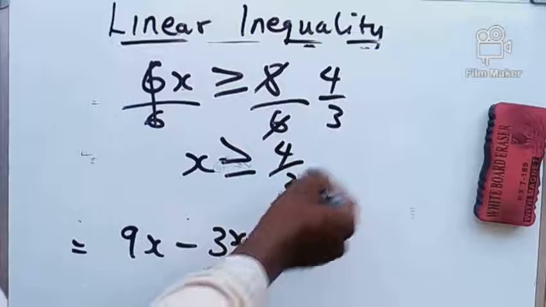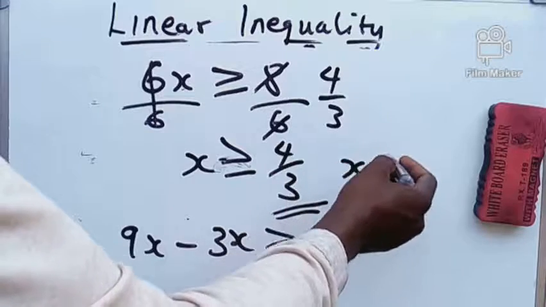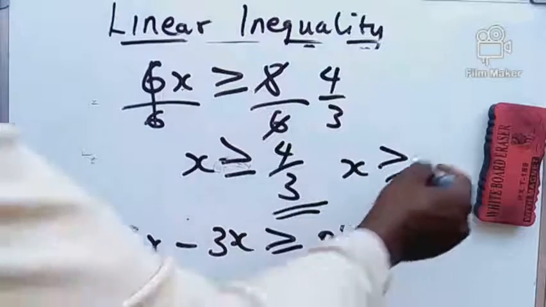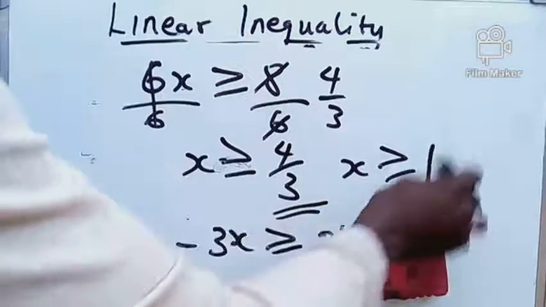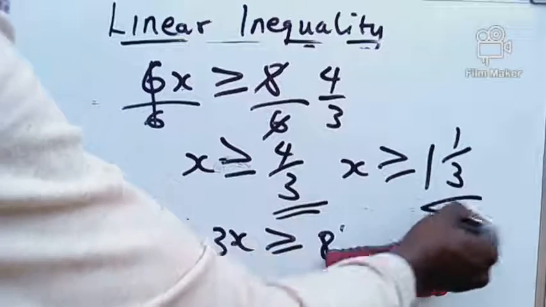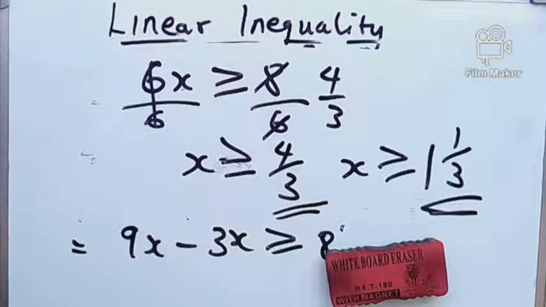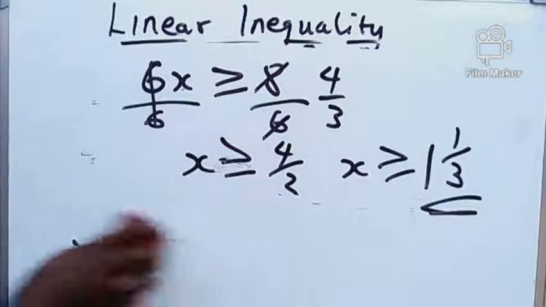And that is the answer, which can also be written as x greater than 4 over 3, which will give you what? 1 whole number 1 over 3. And that is the answer. So next, we represent this on a number line.